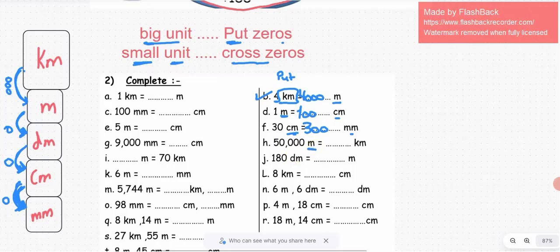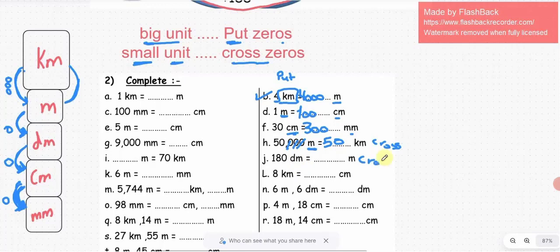And now 50,000 meter equal how many kilometer? Here I'm starting with a small unit. Small unit, so I'm gonna cross how many zeros? Between kilometer and meter, 3 zeros. So I'm gonna cross 3 zeros to be 50.